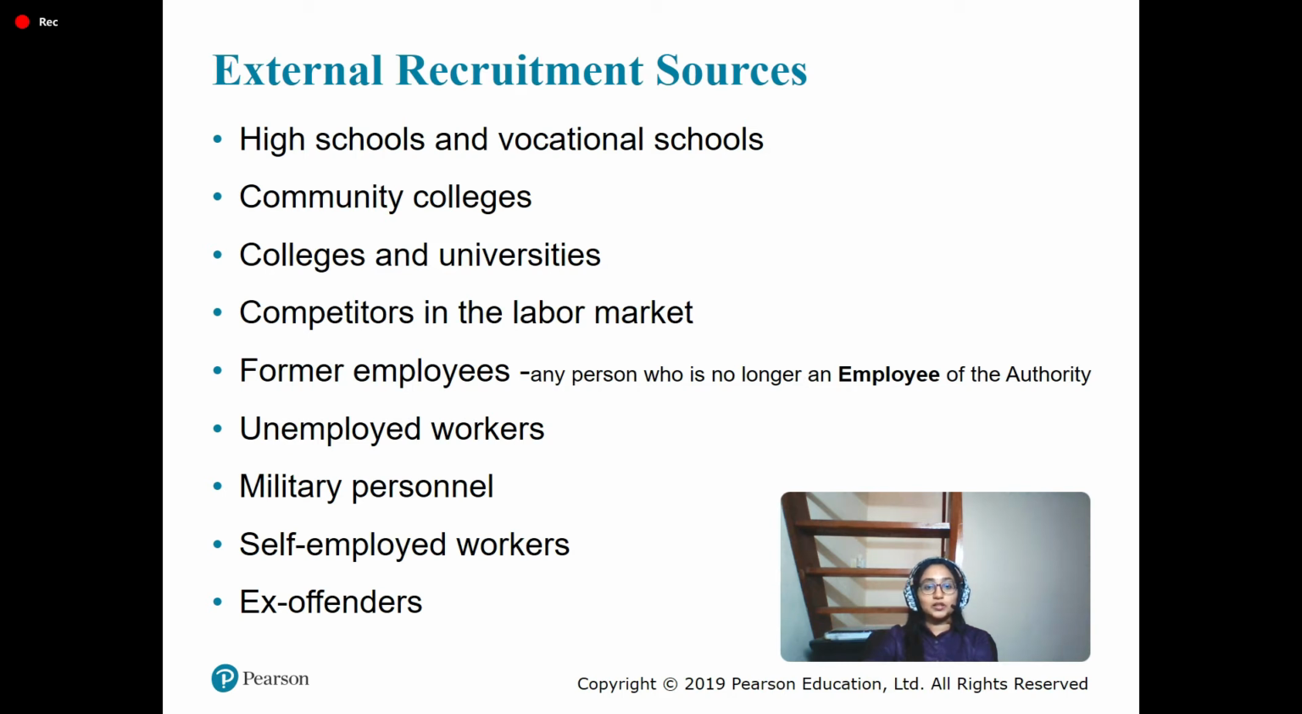Colleges and universities represent a major recruitment source for many organizations. Organizations typically find potential professional, technical, and management employees in these institutions. Career service directors, faculty, and administrators can be helpful to organizations in their search for qualified recruits.